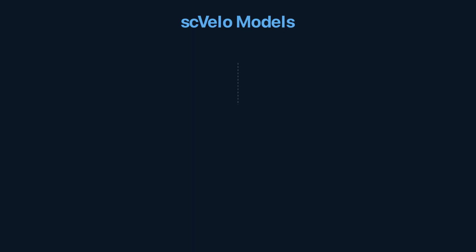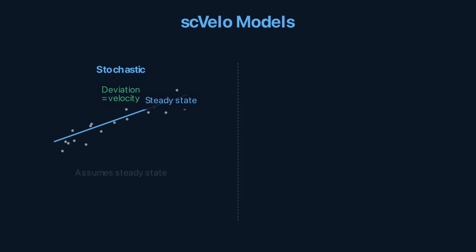The stochastic model assumes each gene is at steady state. The ratio of unspliced to spliced should be constant. Deviations from steady state indicate velocity. Fast to compute but inaccurate when genes are actively changing.